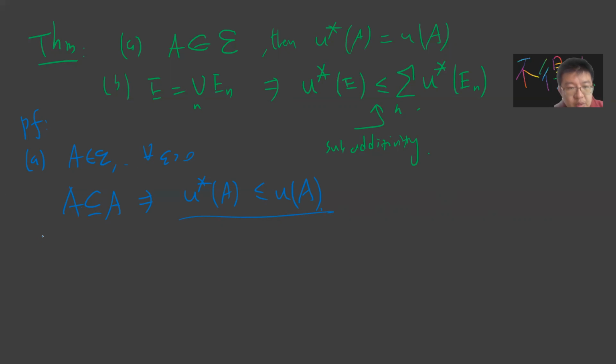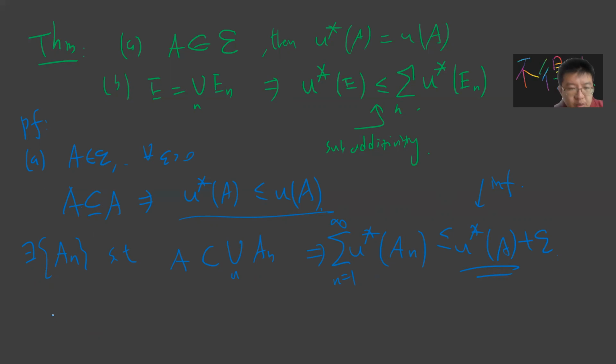Now, the property of mu star of A is that it is an infimum. That means there is a sequence of A_n such that A is covered by the A_n, and the sum of mu of A_n is within a small tiny difference of mu star of A, so the sum is at most mu star of A plus epsilon. This is due to the infimum property.